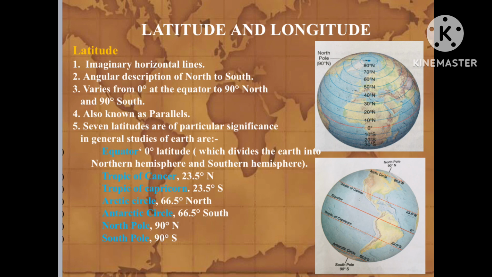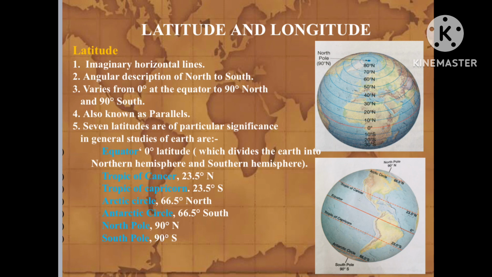Latitude and longitude are both imaginary lines which we use to locate places on the Earth's surface. Remember, there are no actual longitude and latitude lines, they are imaginary. First we will discuss latitudes. Latitudes are imaginary horizontal lines. The angular description of latitudes is north to south, varying from 0 degree at the equator to 90 degrees at the north and south poles.